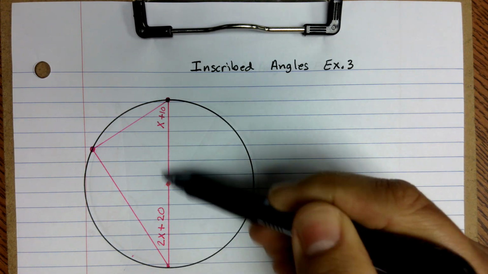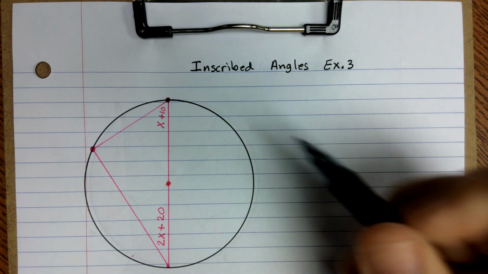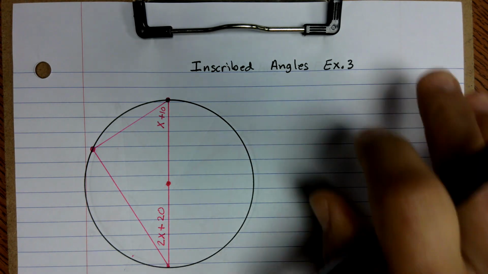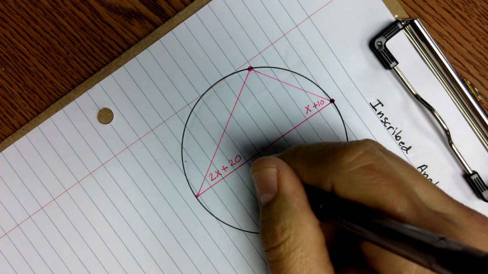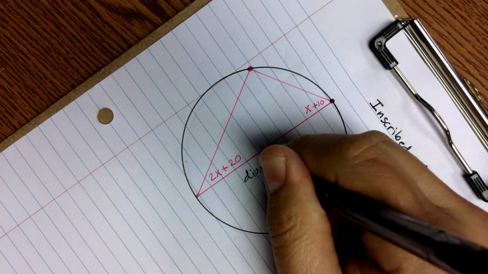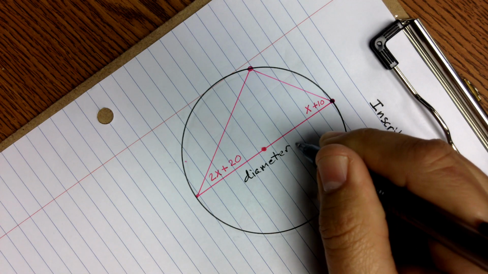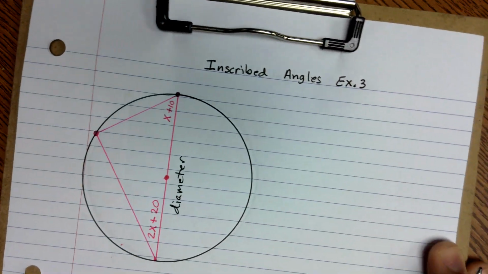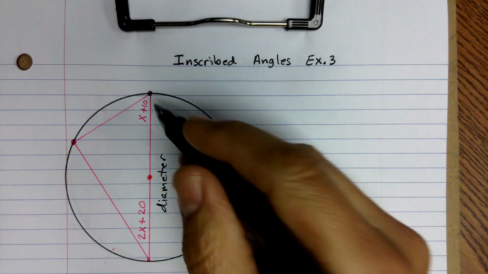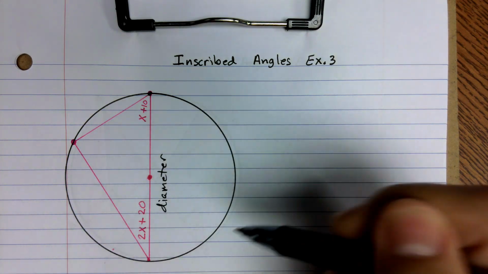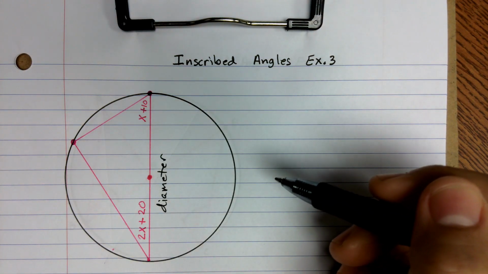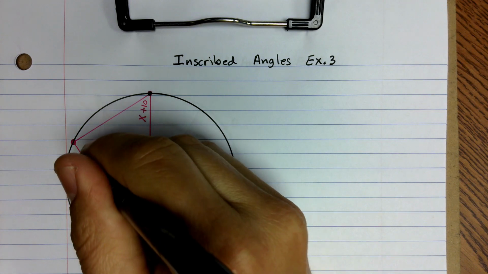Now, when you see this happen, that means that this is a diameter. And so I'm going to write that in real quick just as a note. So I'm going to write right here, this represents a diameter because it goes all the way across. Now, anytime you have a diameter forming one side of your inscribed triangle, that is always going to create a right triangle.